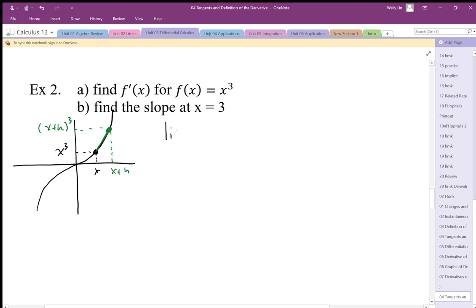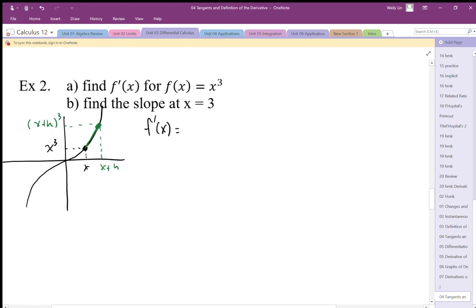Okay, so I have to set up the limit. So the f prime is going to be equal to the limit of x plus h cubed minus x cubed over h. And I have to make sure that I put this as a limit, because that's my slope ratio, but I want that slope to be instantaneous, or at a tangent point.